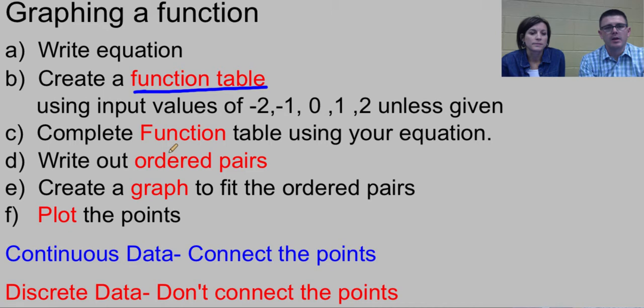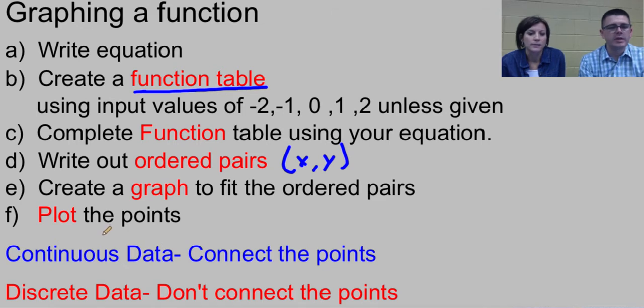Okay. And then you're going to use your input values of -2 to 2 unless they're given to you. Then you're going to write out your ordered pairs. You're going to take your x and your y's and create your ordered pairs. Then we're going to create a graph to fit the ordered pairs. So x is horizontal going across, y up and down, and then you're going to plot those points.